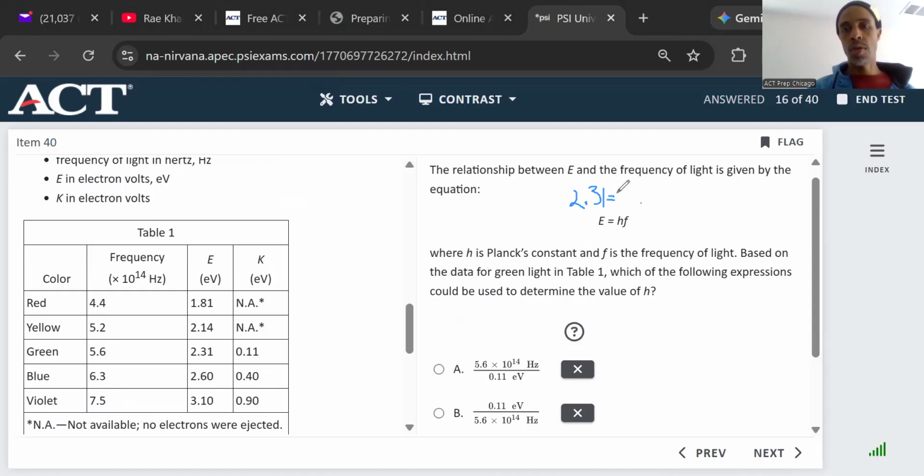And we don't know H. And F is the frequency of light. Of green light is 5.6 times what? If you look at the frequency of light, it's 5.6 times 10 to the 14. If you look at the tape, that's what it shows for all of these lights, times 10 to the 14.